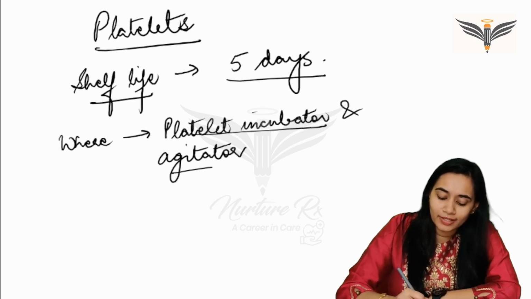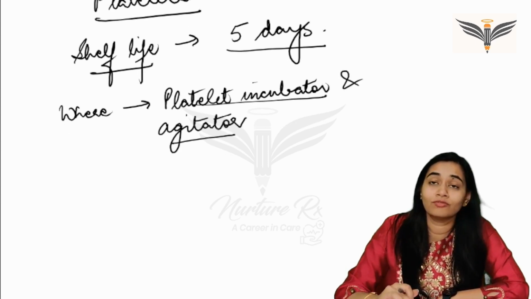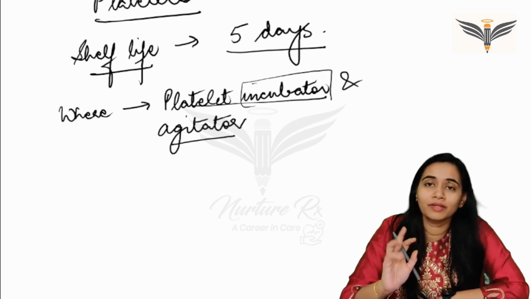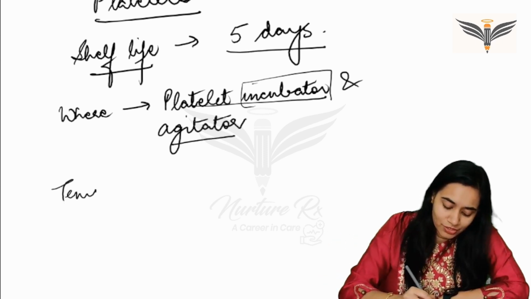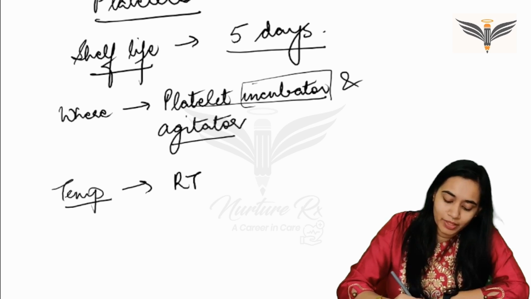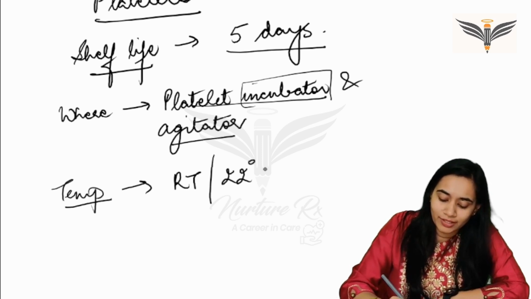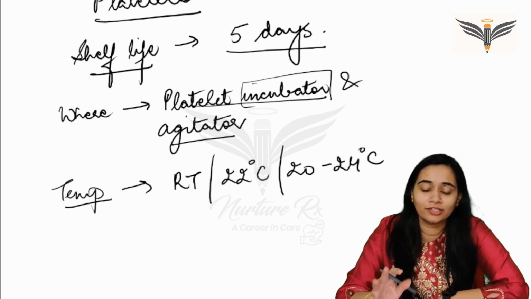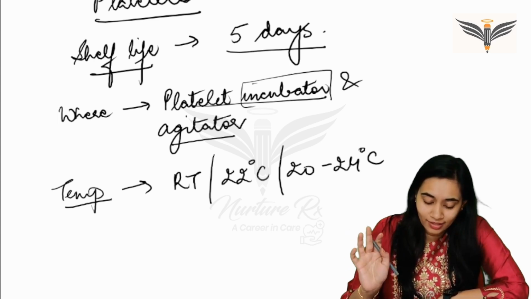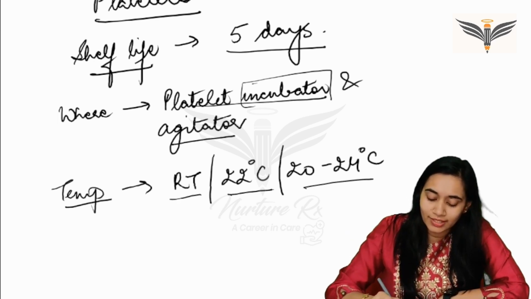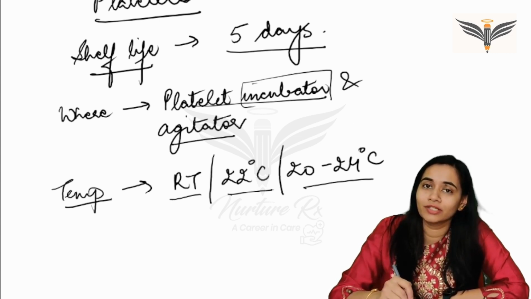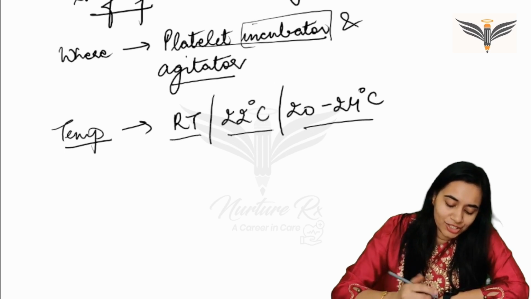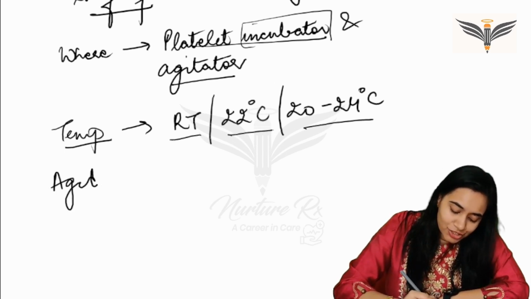Okay. Now platelet incubator and agitator, I will tell you why. So incubator means it is being kept at a specific temperature. So what is the temperature? Temperature is room temperature or 22 degrees centigrade or 20 to 24 degrees centigrade, whichever is there in the options, you have to pick and mark it as correct. So these three can be provided in the options. All of these are correct. So the temperature of the incubator is maintained at this. Now what about the agitator? Why is agitation required?